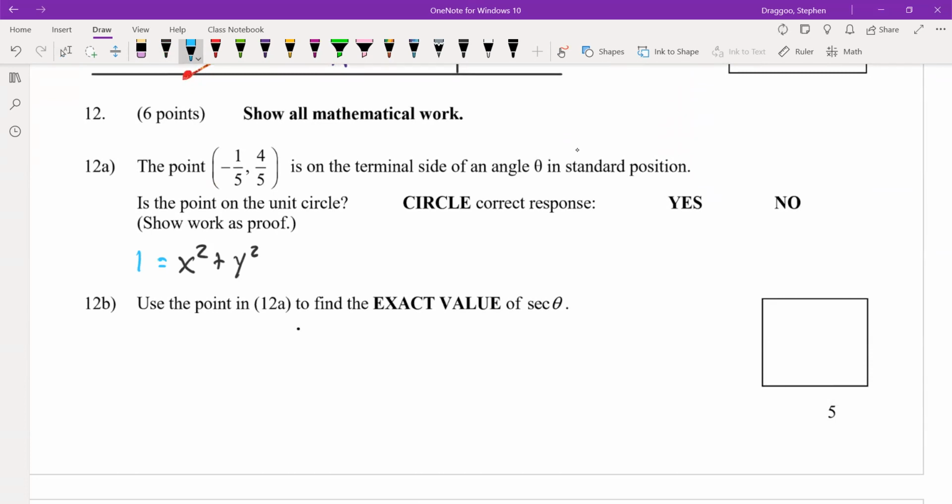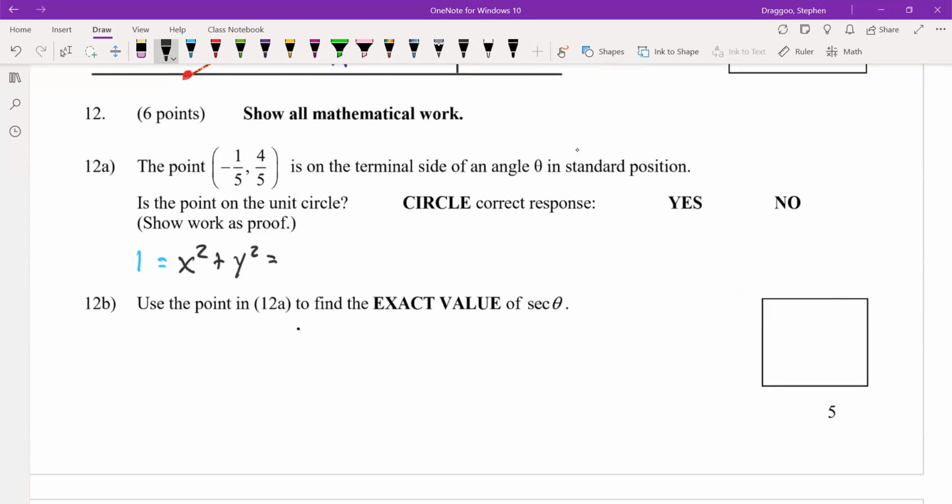Unit circle just is a circle centered at the origin with a radius of 1. So we just go to the equation for a circle centered at 0, 0 with a radius of 1. That's the equation for our unit circle. Plug our point in and see what happens. If we get 1, it's on the unit circle. If we don't get 1, it's not on the unit circle.